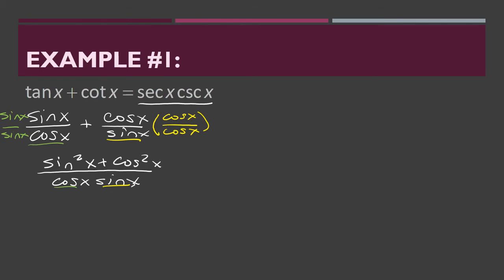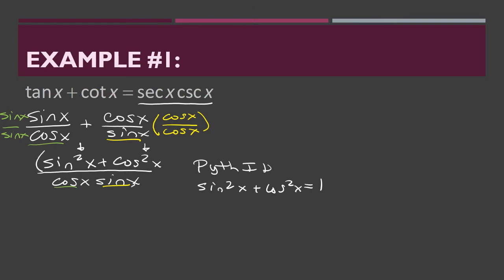So now you'll have to look at your note card. I see a squared here and I see a squared here. So that really tells me on my note card I might want to look at my Pythagorean identities. And if I look at those Pythagorean identities, there's a Pythagorean identity that says sine squared of x plus cosine squared of x equals 1.